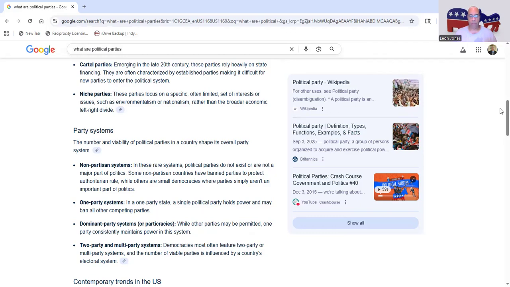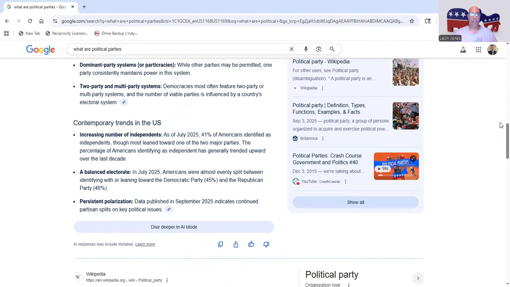Democracies most often feature two party or multi party systems, and the number of viable parties is influenced by a country's electoral system. Now, contemporary trends in the United States. Well, increasing number of independents. As of July 2025, this year, 41% of Americans today have identified as independents, though most lean toward one of the two major parties. The percentage of Americans identifying as independent has generally trended upward over the last decade.